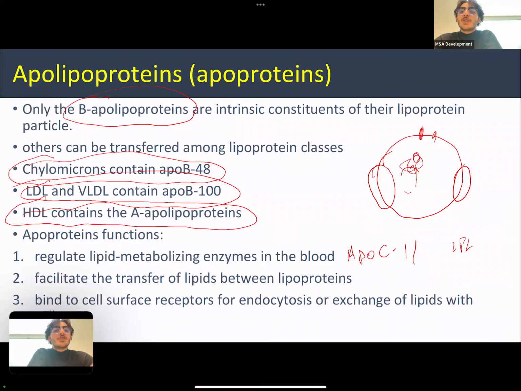Number 2, facilitate the transfer of lipids between lipoproteins. And number 3, bind to cell surface receptors for endocytosis or exchange of lipids with cells.